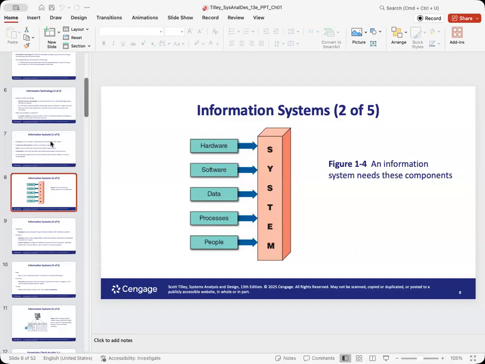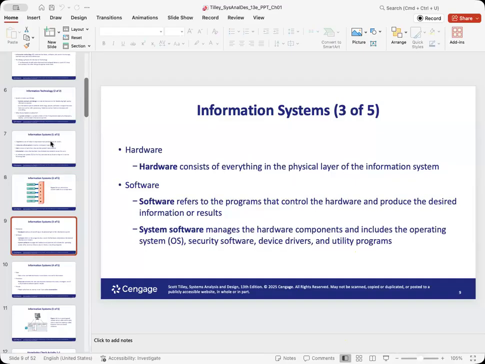These are the 5 key components of an information system. Now, the hardware consists of every physical layer and every touchable material of the information system. The hardware talks about everything physical that could be identified, that could be touched within the organization. And then we have the software, which refers to the programs that control the hardware and produce the desired information.